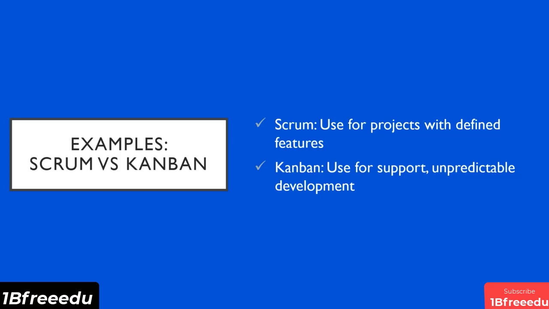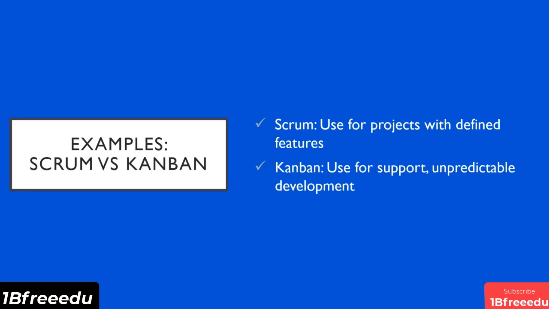So in summary, we've talked about how work flows in both Scrum and Kanban methodologies. An example of where the Scrum process would benefit the most is when you have a project with defined features that can be estimated by the development team. This could be a completely new product or project or group of features where the requirements are fully laid out.